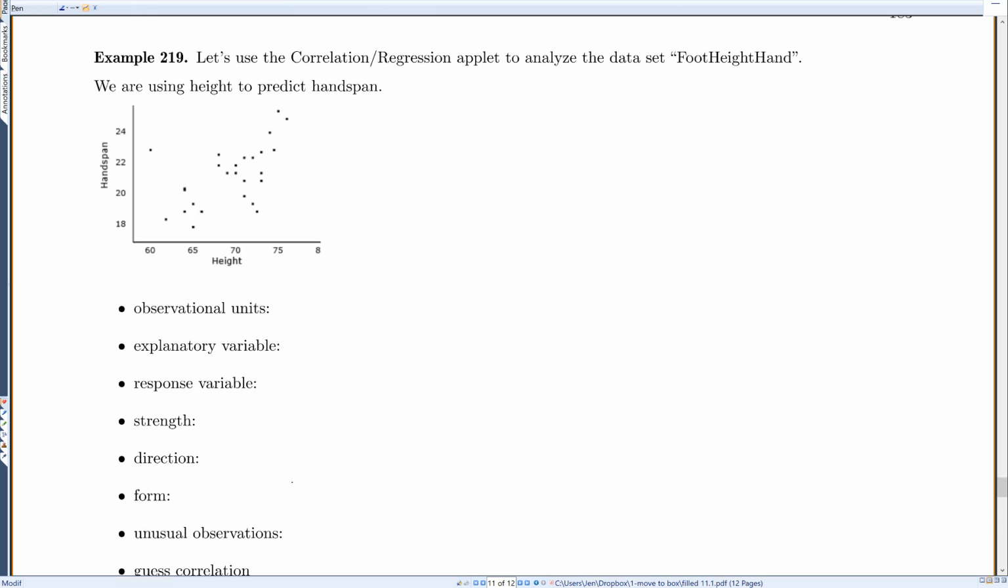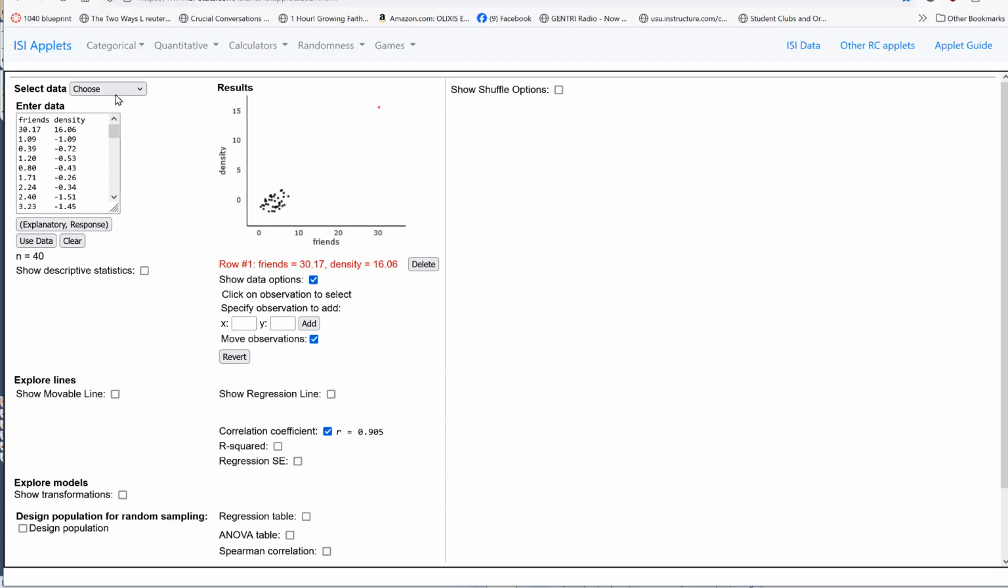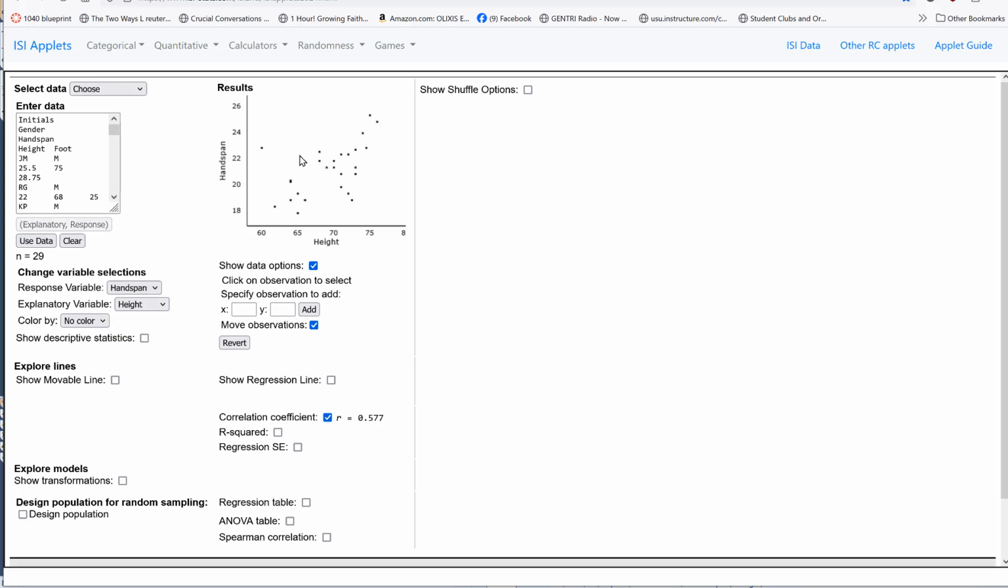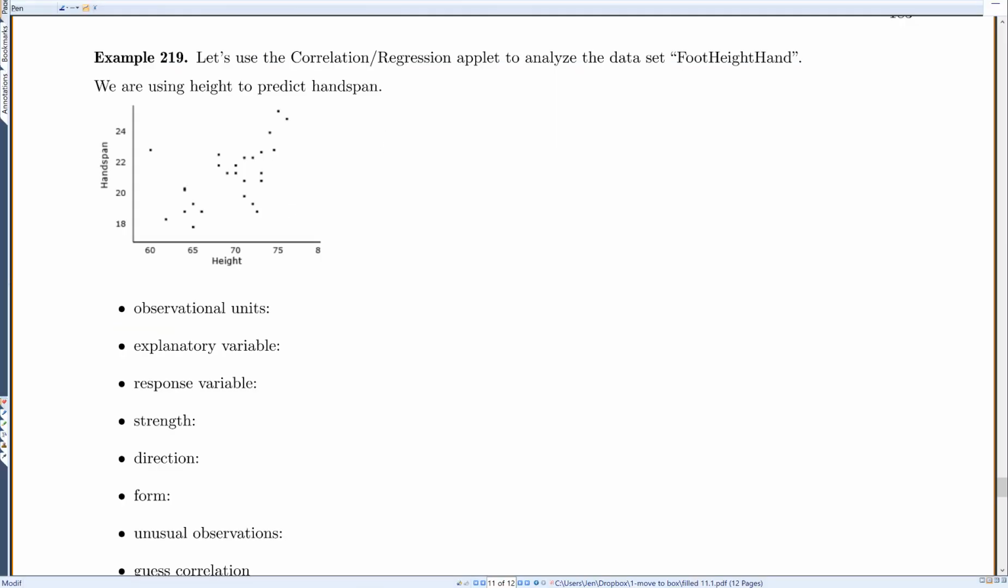So we're going to go back to our applet and use the applet again to look at the foot, height, hand data set. So we click Use Data. In this data set, they were using height to try and predict hand span. Looking at this, I would say, okay, looks like we have a positive correlation. Looks like we're maybe moderately strong. Oh, we might have an unusual observation.